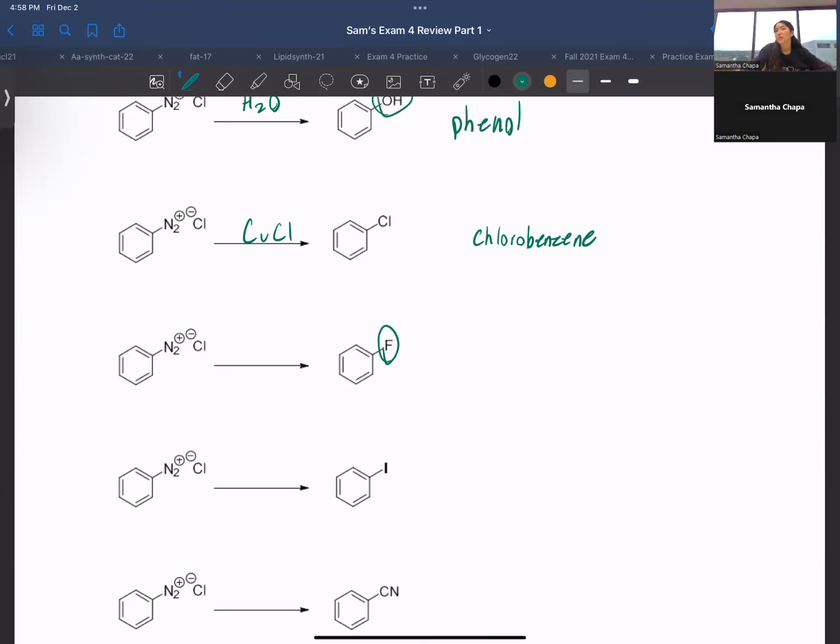This one you're adding a fluorine group. I can't remember. HBF or something? Let me check this one. Yeah. HBF4. HBF4 to make fluorobenzene. Let me make sure I spell this right. Don't make fun of me if I don't spell it right. It's fluorobenzene.